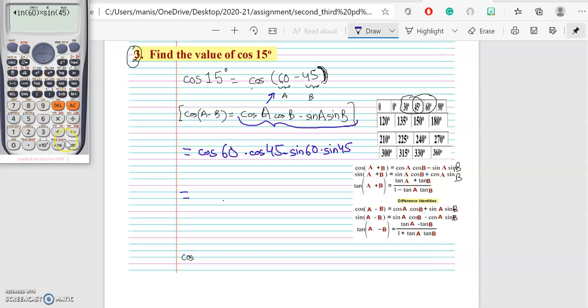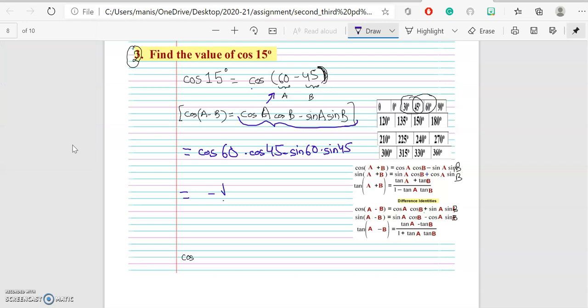You can type everything in the calculator. Press the equal button. It gave the answer negative radical 6 plus radical 2, divided by 4. And this is your answer for this question.